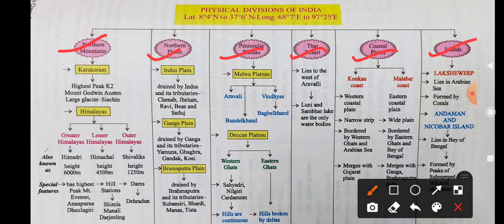Before starting this lecture, I request you to first of all see or read all the maps. Please read the book once before you watch this video. First of all, please read the book. Otherwise, it is very difficult to understand, because in this chapter your work is more as compared to mine, because it is completely based on locations.